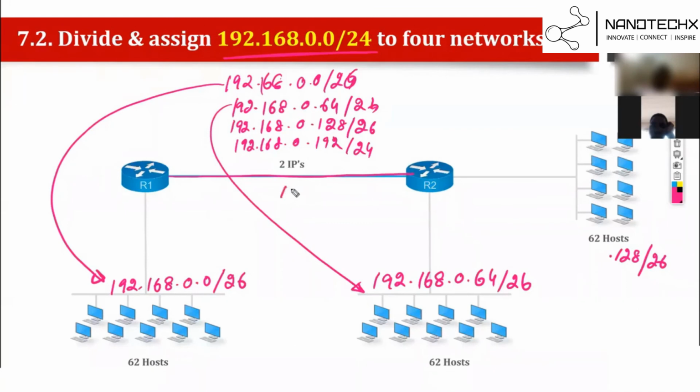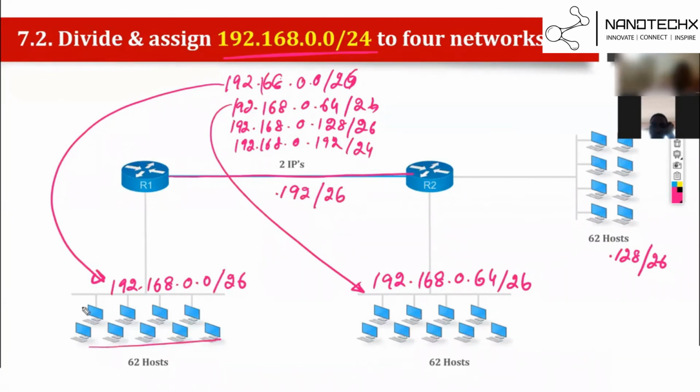And the fourth network will be here because here we also need 2 IP addresses. So that one will be 192.168.192/26. It means now we can decide which IP addresses you can give to these hosts.